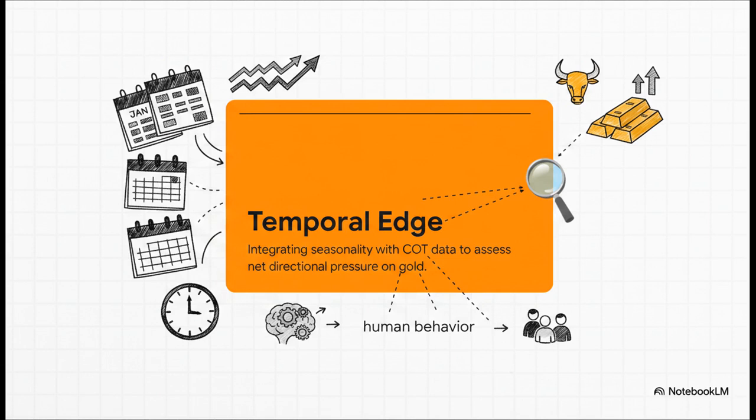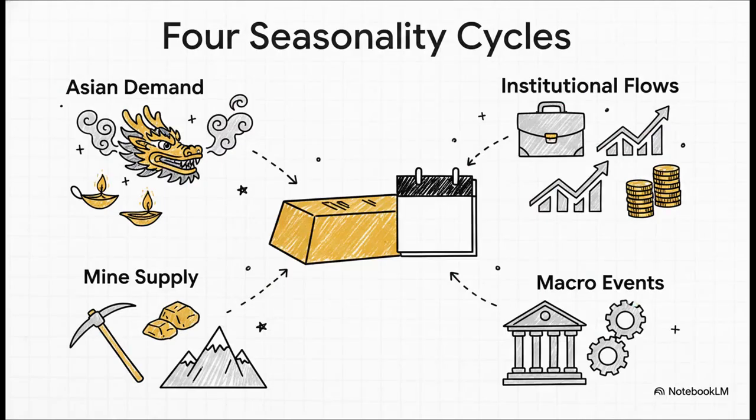Look, in the microsecond time frame, markets are just random noise. But zoom out to the weeks to months time frame, which is exactly where the COT report operates, and human behavior drives the market. And guess what? Human behavior follows a very strict calendar. So what exactly dictates that calendar? Well, we have 4 overlapping seasonality cycles that actively govern gold.